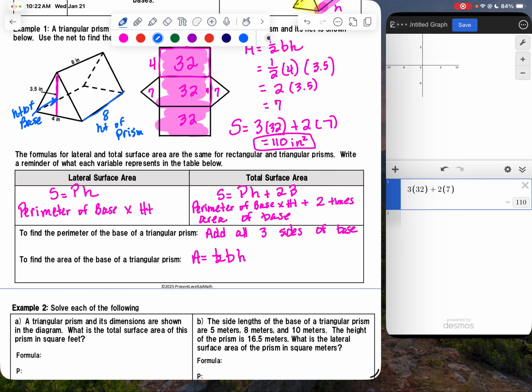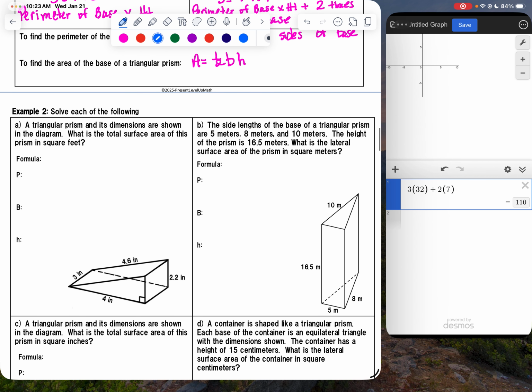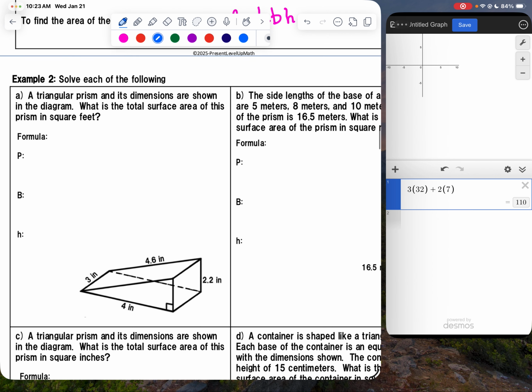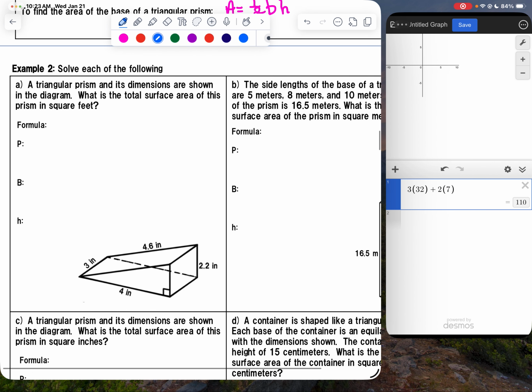So it can get a little confusing sometimes when you're dealing with height. We'll talk about that more in our examples. All right, in example A, it says a triangular prism and its dimensions are shown in the diagram. What is the total surface area of this prism in square feet?